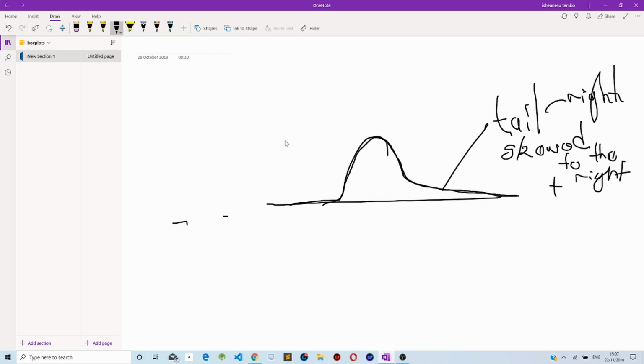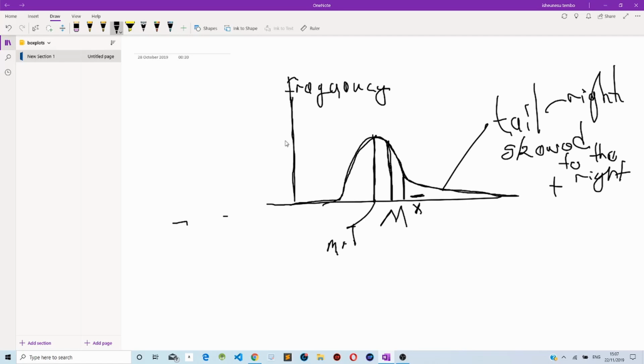In this case, the median is the number in the middle. If we divide our graph into half, this is the median, and the mean is going to be at the right of the median. So this is the mean. And if we take a look at the graph, this is the frequency. So the mode is going to be somewhere here. So this is going to be the mode.